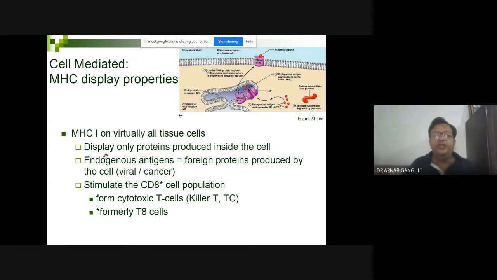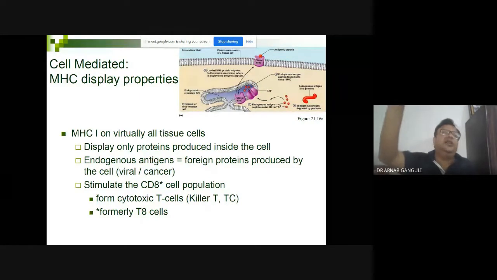So what do they do? They display only proteins produced inside the cell. Endogenous antigen is equal to foreign. What are endogenous antigens? They are foreign produced by the cell, like virus, cancer. It displays those also. Even if a cancer cell has become somewhat different inside, it displays that too, recognizes it, and will kill it.